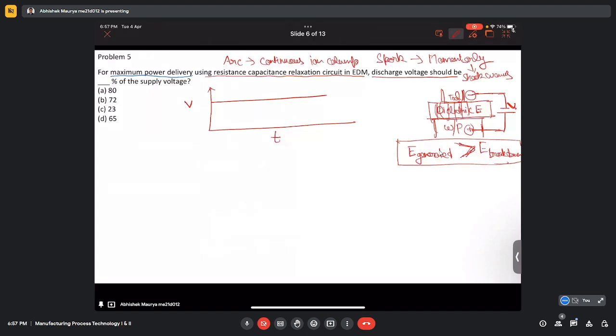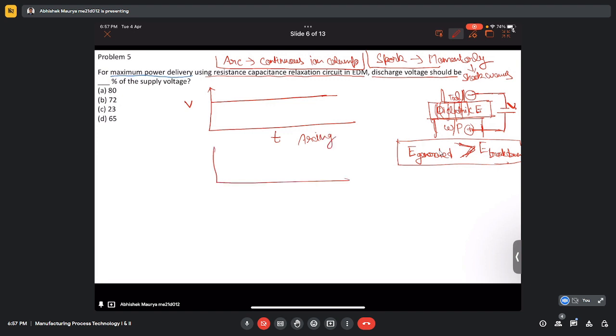We want to melt the material, and at the same time we want to produce shock waves, so that whatever material has melted should get removed because of the shock waves. Therefore we want spark. Spark is also an ion column, but only for a very small moment, but arc is a continuous ion column. So this is for the arcing.